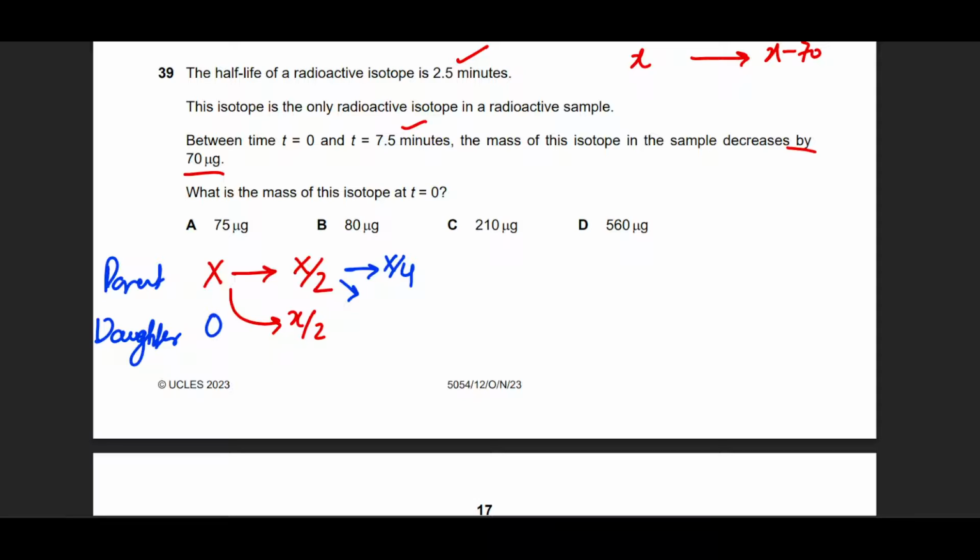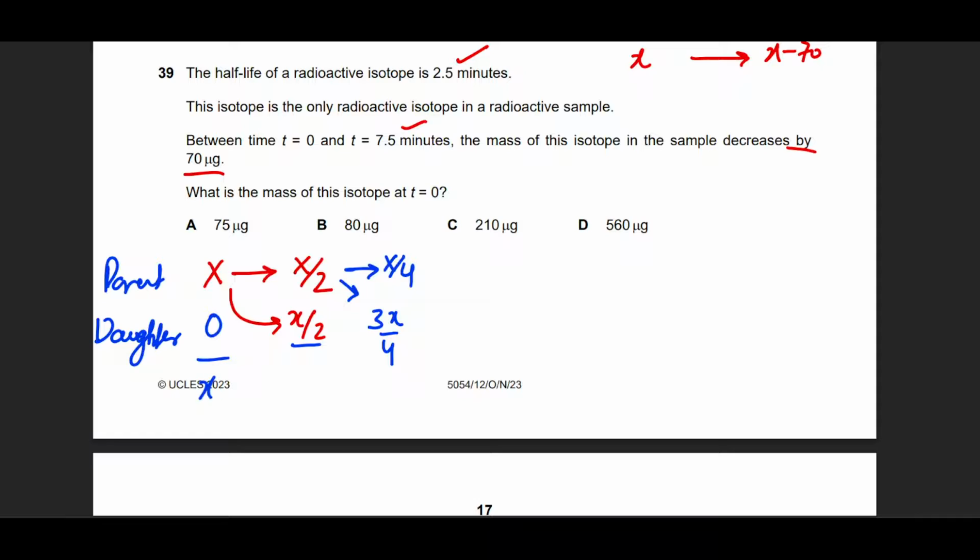Previously, the daughter was 0. Today, the daughter is going to be x by 2 plus x by 4. So this is going to become, let's say, 1 by 2 plus 1 by 4, so 0.5 plus 0.25. This becomes 3 by 4. So today, the daughter is 3x by 4.